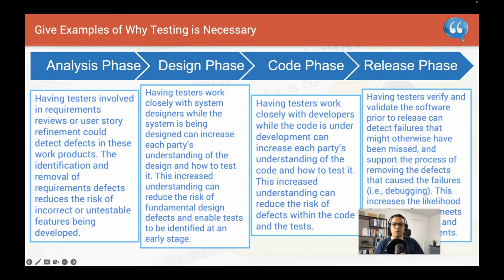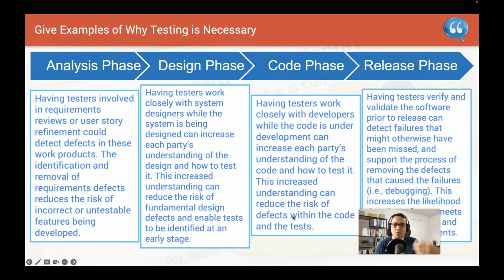Okay, so here is an overview of the typical phases of testing. There are different phases that you've been involved in and worked with. There's the analysis phase, which is really important to have testers in as early as possible. If you have testers involved in the analysis phase, it can help when refining the user stories and reviewing the requirements. It can help prevent defects going into the requirements and into the development phase. It helps reduce the risk of something incorrect or untestable being developed.